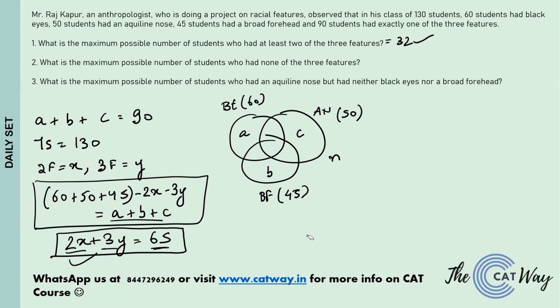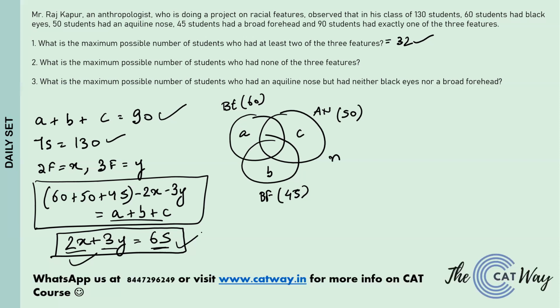Okay, so it is talking about none of the three features. So what do we have to do? We have to maximize the people who have none of the three features. We know that people with one feature is A plus B plus C, and that is 90. We already know that over here. We know the total number of people, but what we do not know is the number of people who have two features or three features.